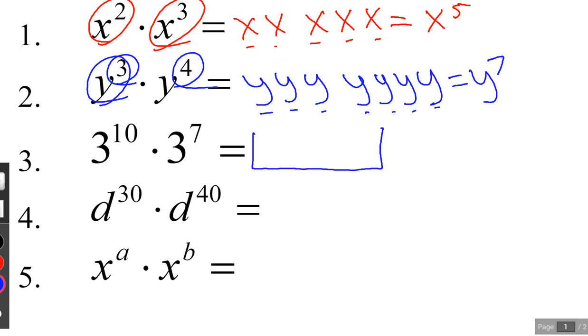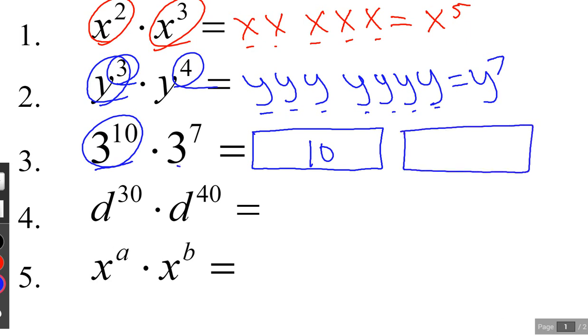How many 3's would I write in there to represent this 3 to the 10th? 10. How many 3's would go in here to write that 3 to the 7th? 7. So that's a grand total of how many 3's being multiplied together. Well, there's 7 here and 10 there. It's a grand total of 17.